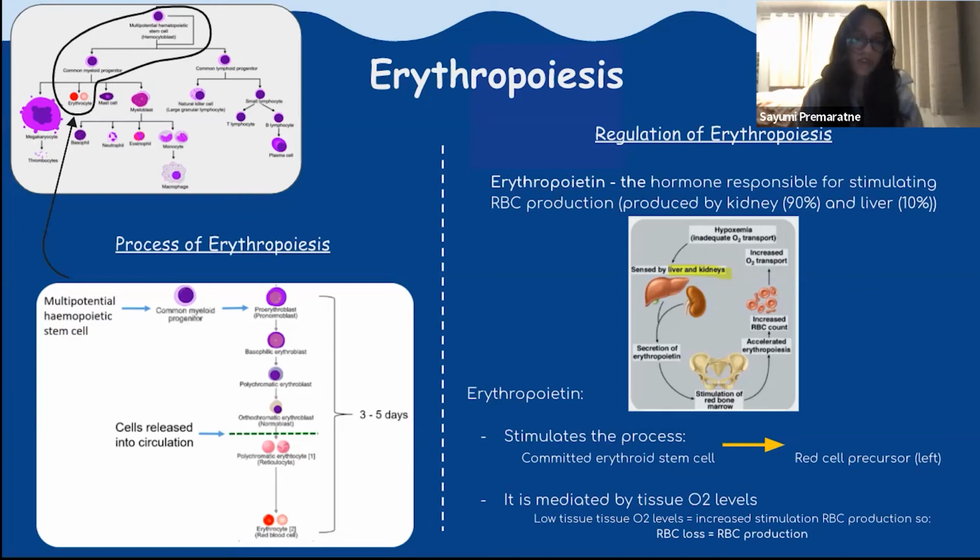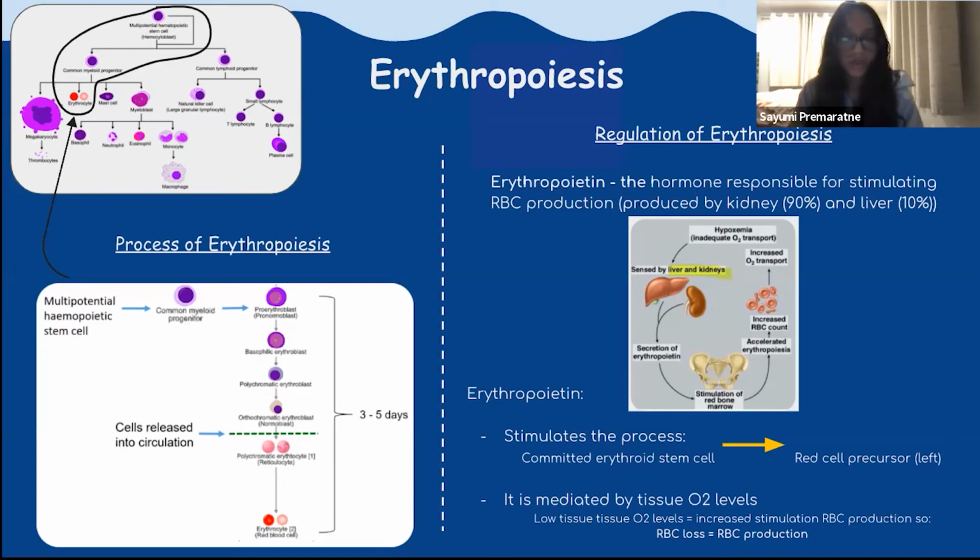So how it works is it gets the common stem cell that we saw at the start of the process, and it turns it into a red cell precursor. And once it's become that red cell precursor, it's committed to becoming a red blood cell, and it won't become a platelet or a white blood cell. It will be a red blood cell.